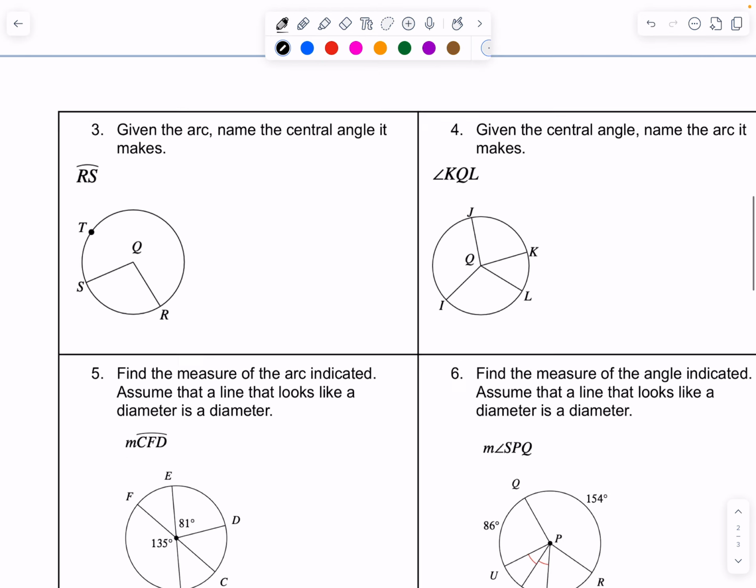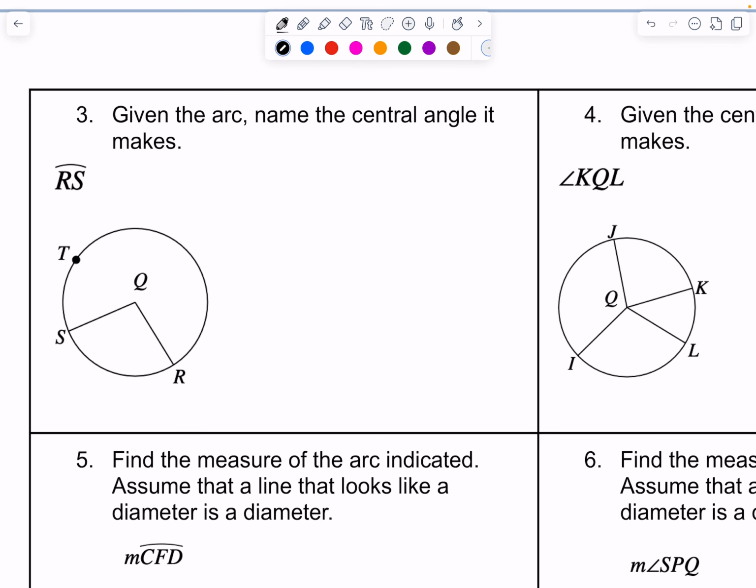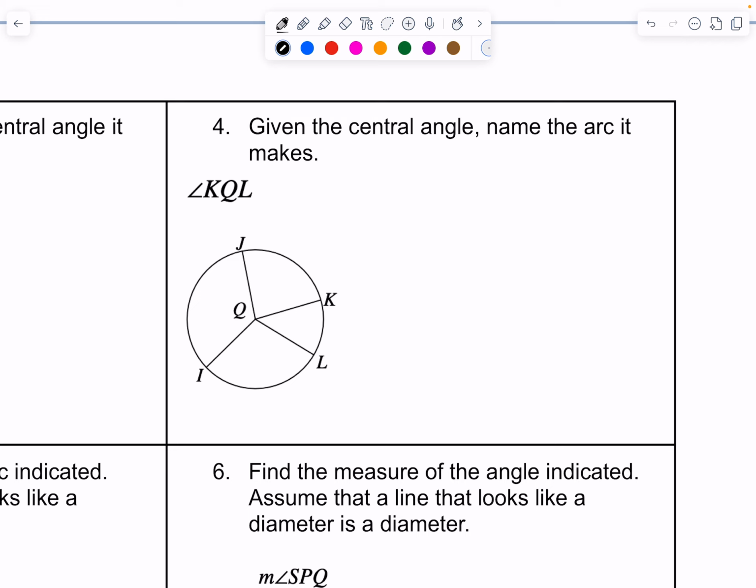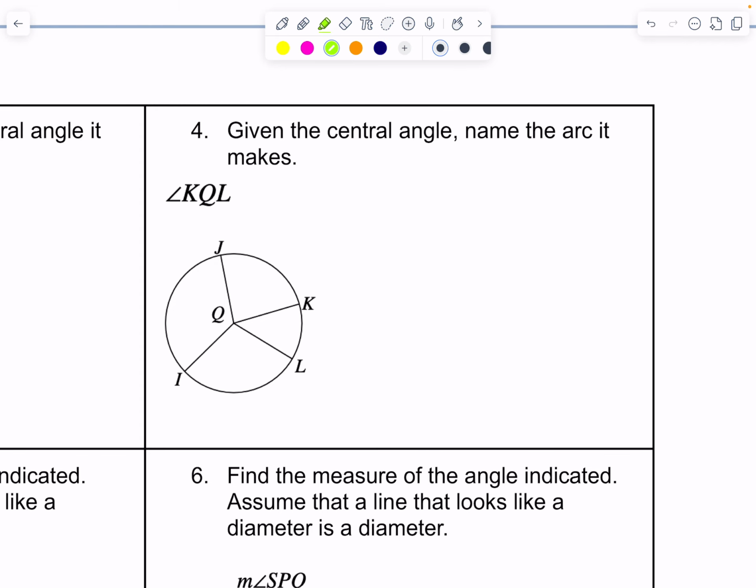All right, let's go to number 3. Given the arc, name the central angle it makes. So this is arc RS, and the angle that it makes would be RQS. So I'm going to write angle RQS. Okay. Given the central angle, name the arc it makes. So now we're going backwards. Our angle is K, Q, and L, and the arc that makes is going to be KL. So I'm going to write KL and put the arc symbol.